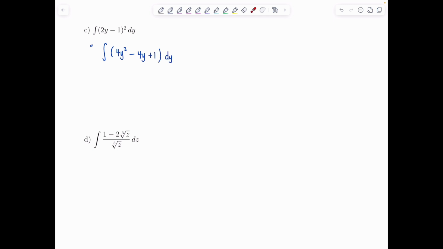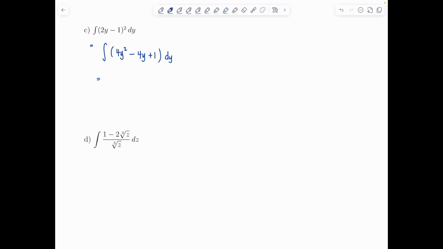Is there a rule for that? Yeah, you square the first term. You take these two guys, multiply them by each other, and double it, and then you square the last term. That's why it's always positive. And then now just go term by term, finding the antiderivative of each guy. So antiderivative of 4y squared.